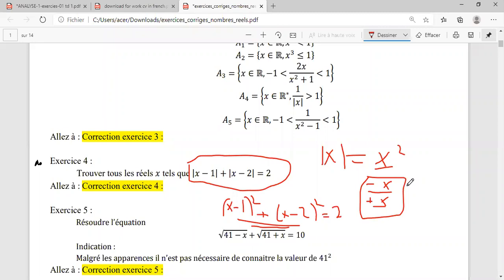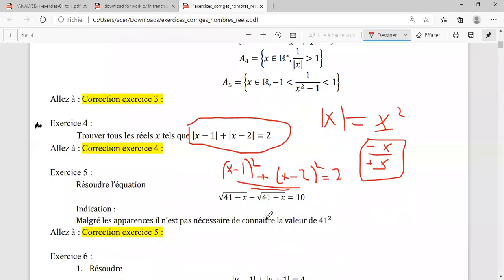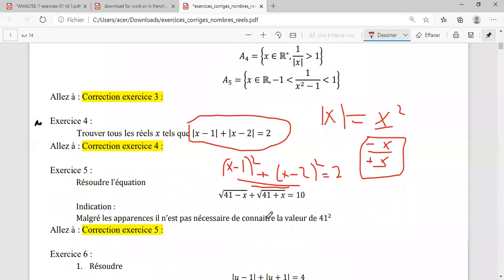Are we all solving? It's very, very important that you practice solving these things. Otherwise, you think you're getting them, but it's not really the case.